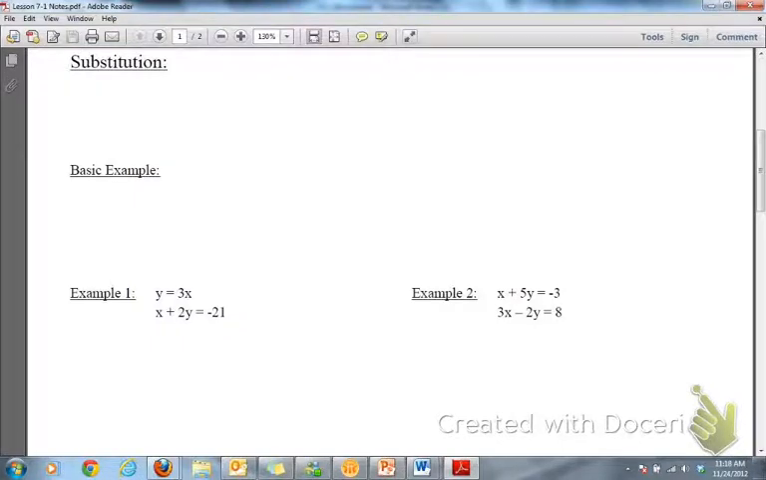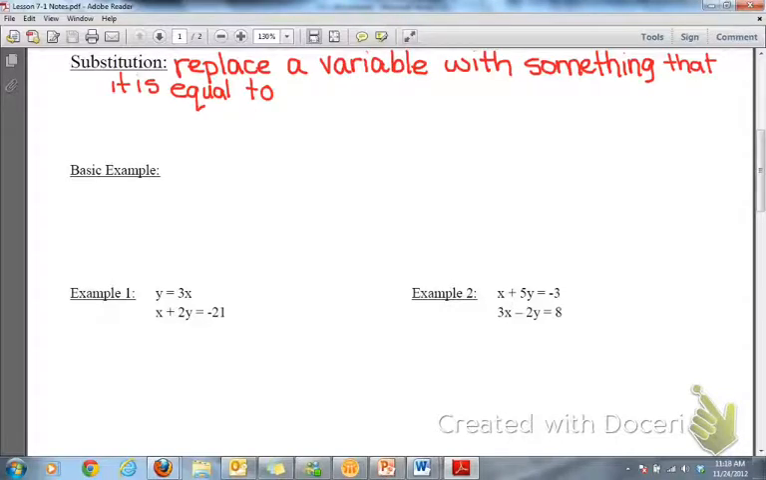So substitution is when we replace a variable with something that it is equal to. You've done this before. When I tell you that x equals 5, and you put that in for x, that's substitution. You're replacing a variable with something that it is equal to.